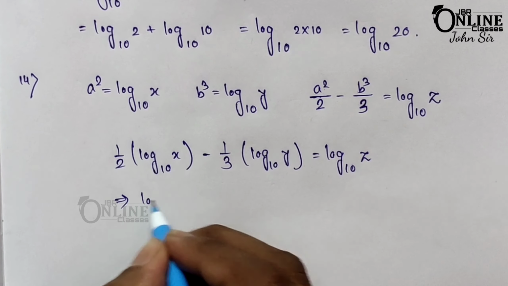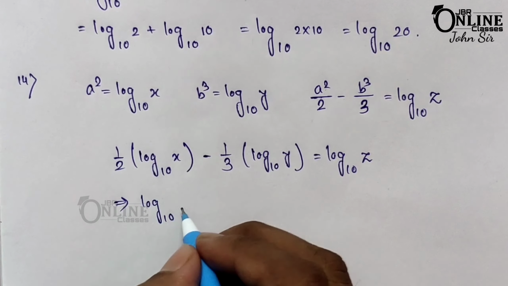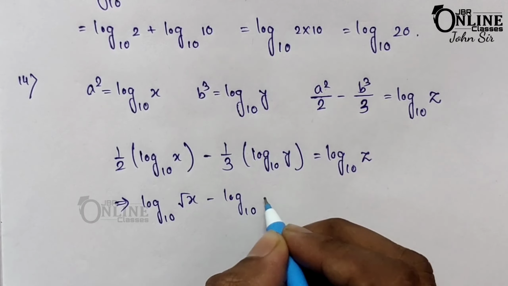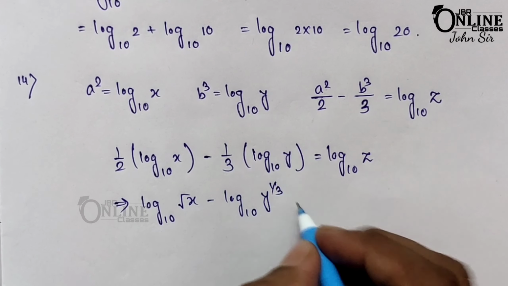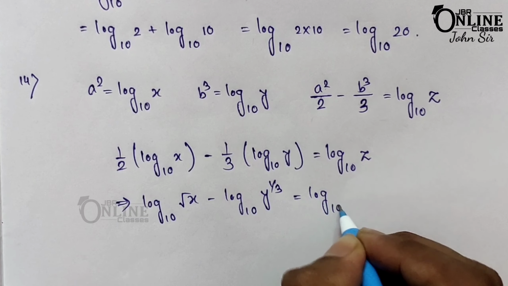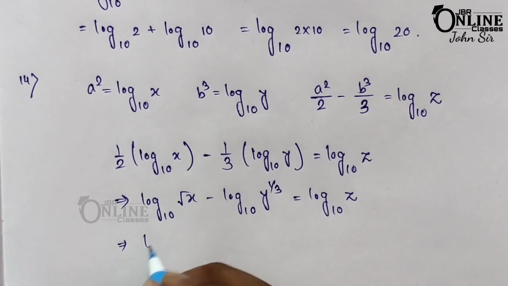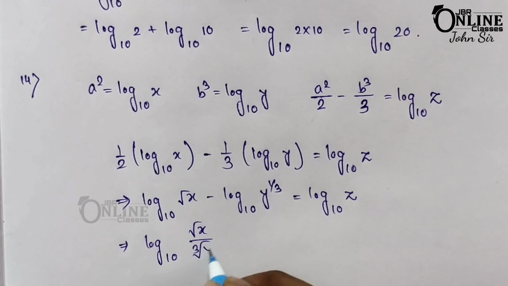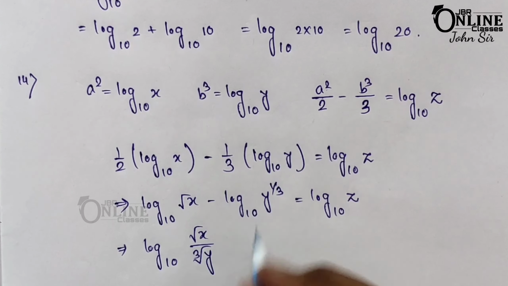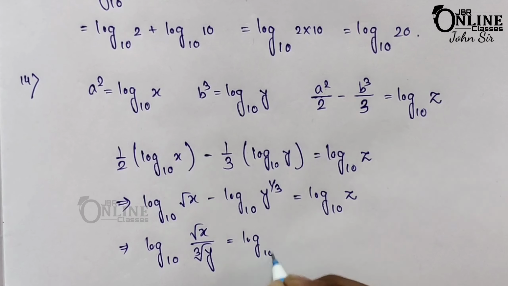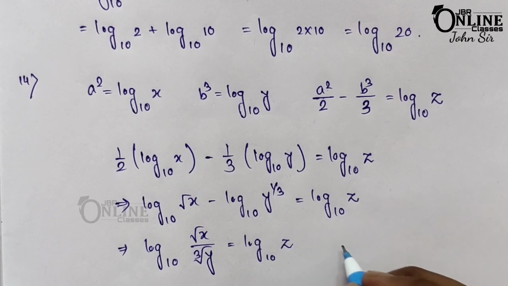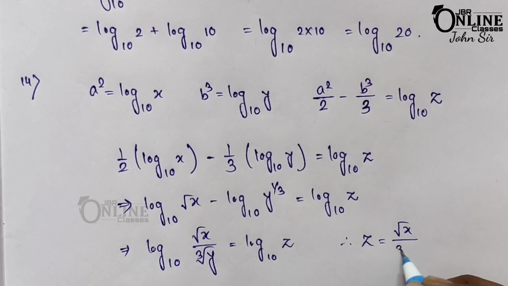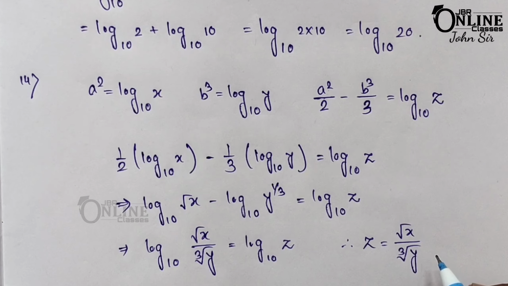So that equals log 10. Now x half means root x. Here log 10 y to the power 1 by 3, and that equals log 10z. So that will be log 10 root x, and y to the power 1 by 3 means cube root of y, that equals log 10z. So now from that you can write z equals root x by cube root of y.